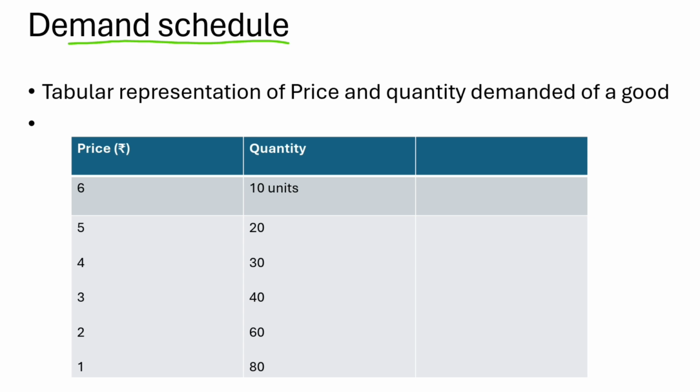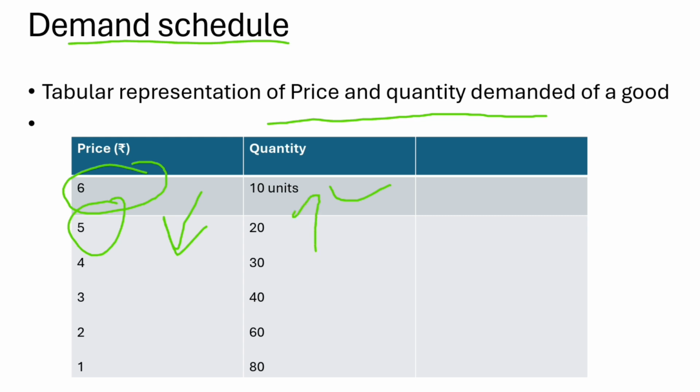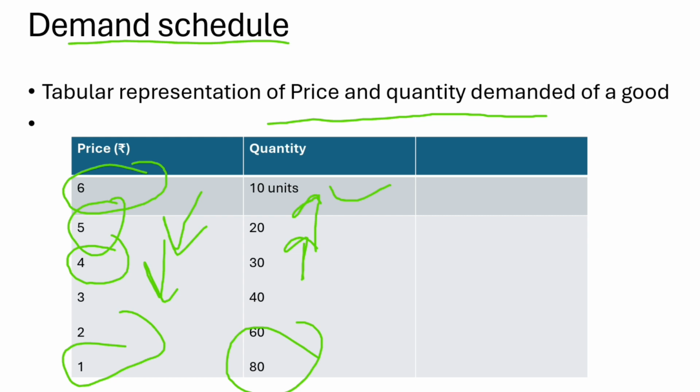Another important thing is demand schedule. It's a very important thing. It's simply the tabular representation of price and quantity demanded of a good. Whatever is being purchased in the market, we look at its quantity and price, and then we put that in a table, that's called a demand schedule. Like it can show you when the price of a product is 6, quantity demanded is 10. When the price falls to 5, demand increases to 20. In the same way, price is falling again, it's down to 4, then demand is 30. In the same way, price is dipping down, it reached 1, and during that time demand is 80. So we can say demand schedule is the tabular representation of price and quantity demanded of a good.